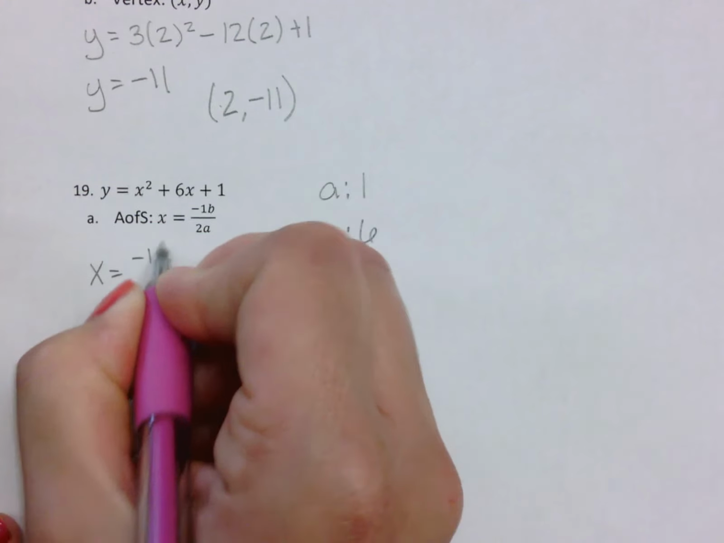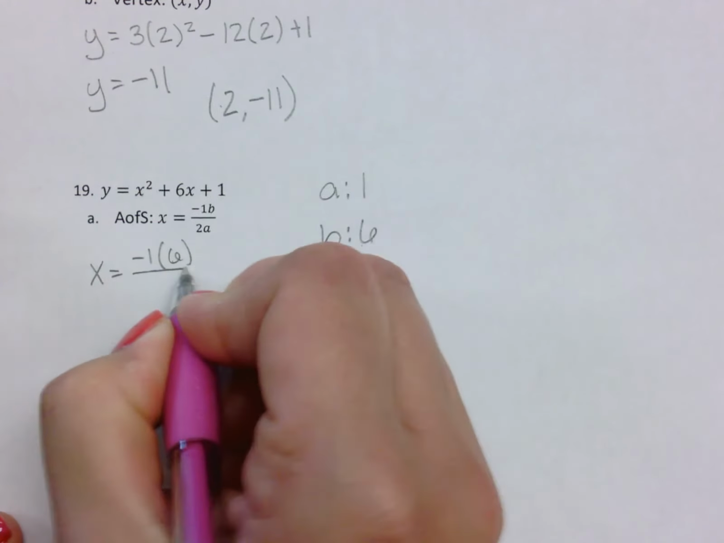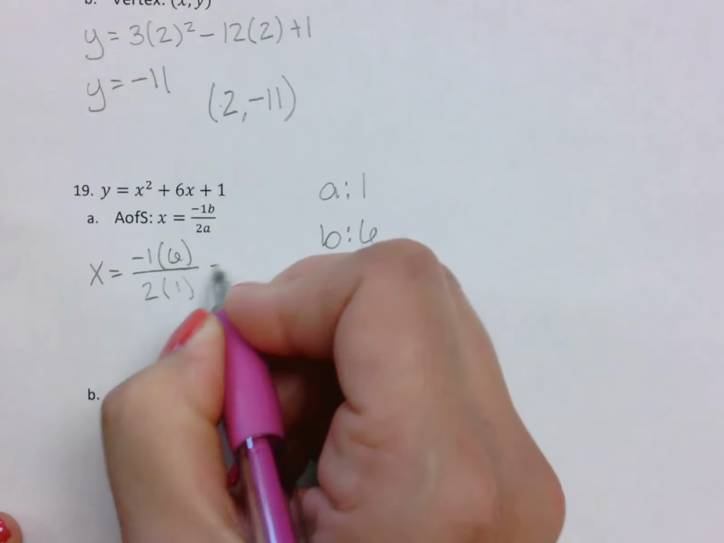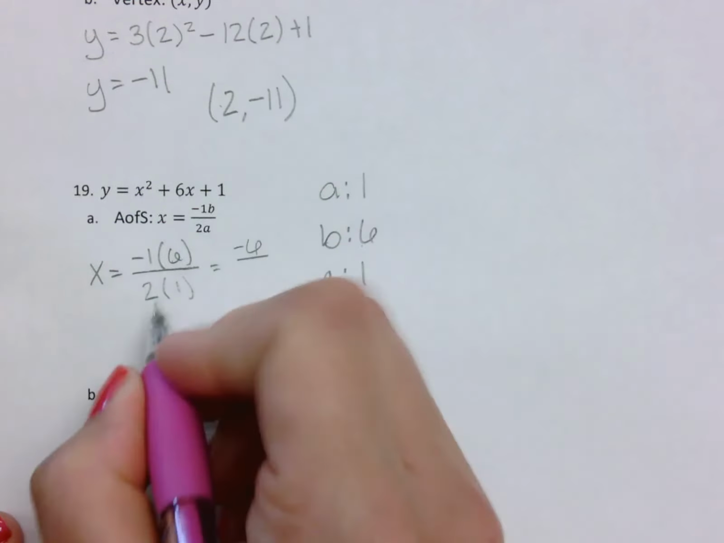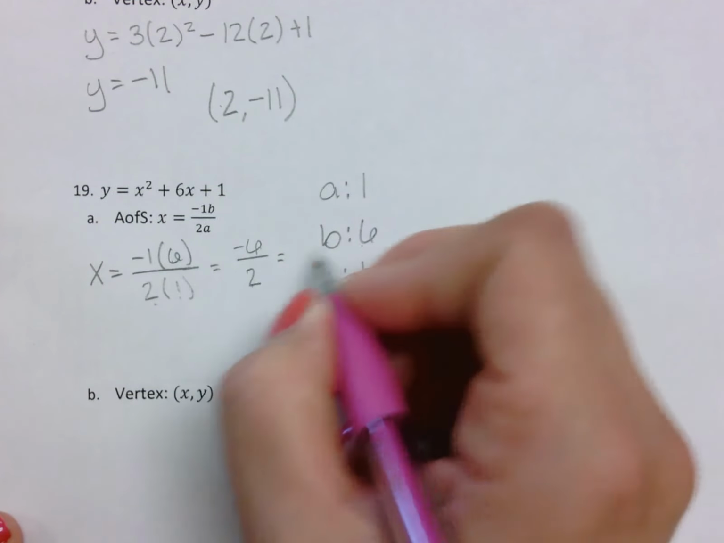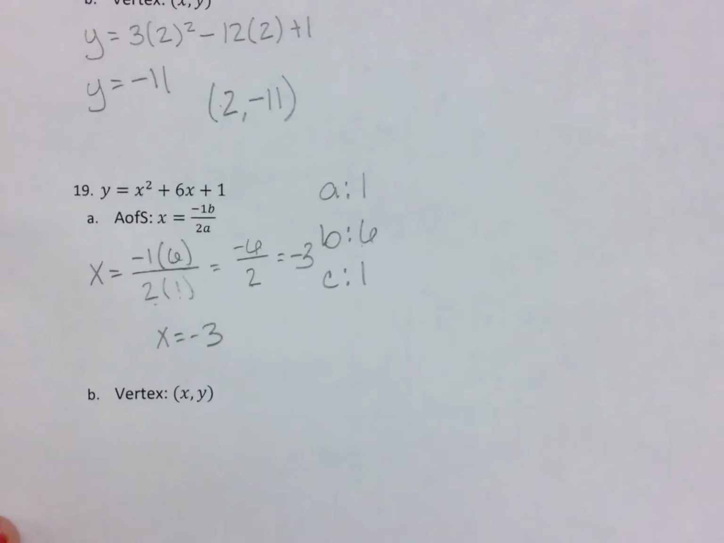X equals negative 1 times B, so I'm going to take the B out and replace it with a 6. And on the bottom it says 2 times A, I'm going to take the A out and replace it with a 1. Negative 1 times 6 is negative 6, and 2 times 1 is 2. And negative 6 divided by 2 is negative 3. So our X is negative 3.